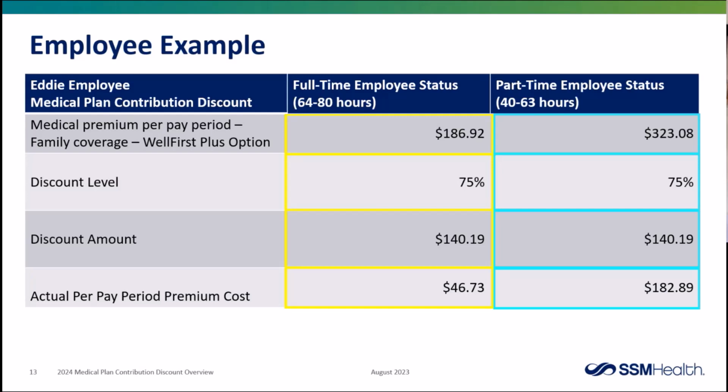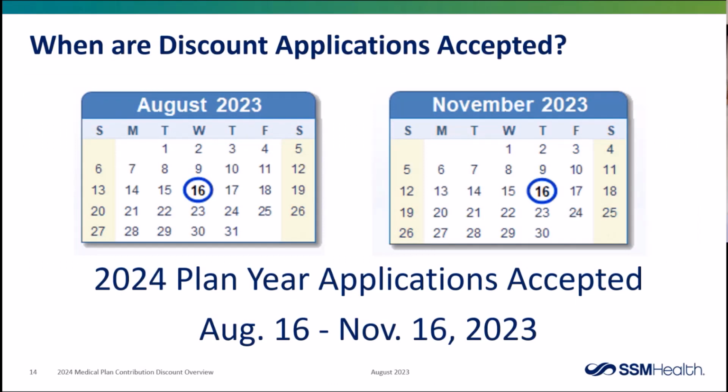Well, that makes sense. So when does the application process begin? Also, a great question. We want all eligible employees to have ample opportunity to apply for and receive this valuable discount. As such, we are excited to announce that the 2024 application period will open next week, Wednesday, August 16th, and will run through the open enrollment end date until Thursday, November 16th at 11:59 p.m. And even if you are waiting for your 2022 tax transcript or documentation, be sure to submit your application as a placeholder by November 16th to make sure that you meet the due date.